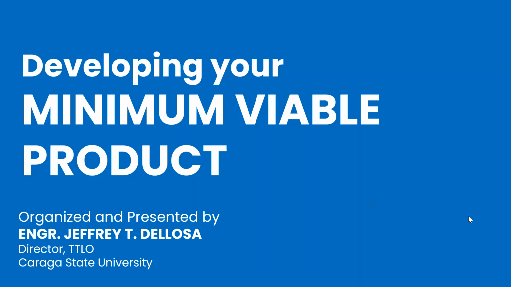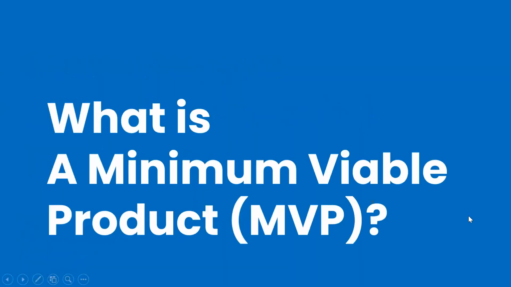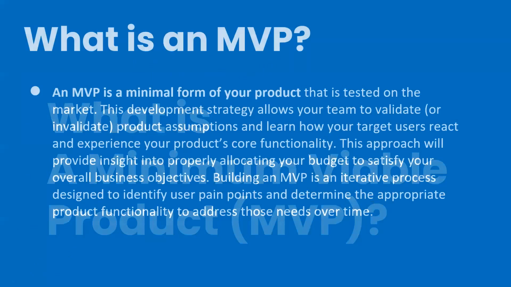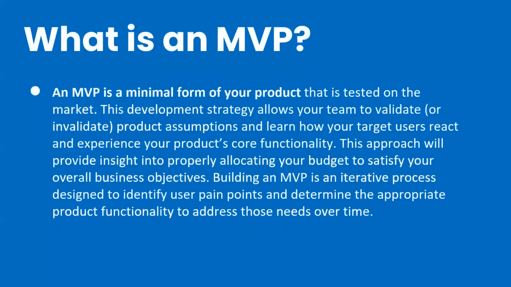So what is an MVP? Okay. So that is the question. So basically, an MVP is a minimum form of your product that is tested on the market. So again, we've been discussing that before we launch a full scale product, we need to test our product idea first, forming an MVP, the minimum viable product.